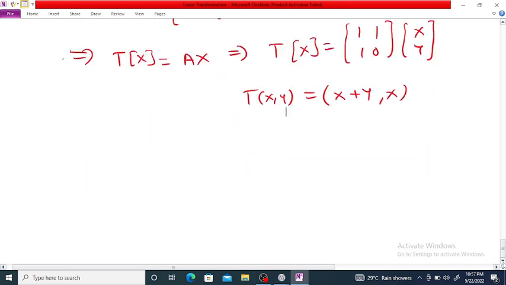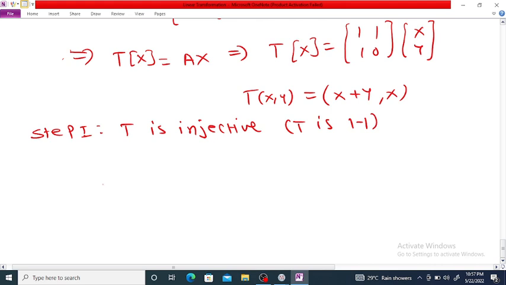Now I want to check whether T has an inverse. So the first step, we want to check whether T is injective, or in other words, whether T is 1 1. So what is the condition? We want to check whether kernel of T is 0. If kernel of T is 0, then T is 1 1.